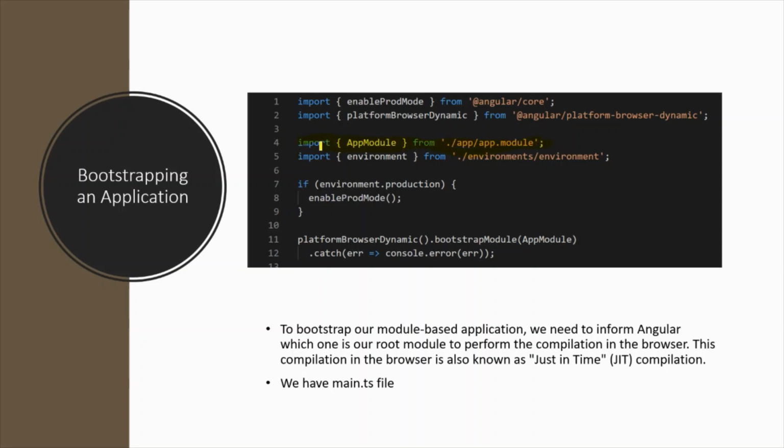Same way we can import a different module, and after importing that module, we can add the reference of that module, the app module class name, here to the bootstrap module method. We will add the reference here. Then whenever we start our application, it will pick this app module class name, so it will bootstrap this app module class.